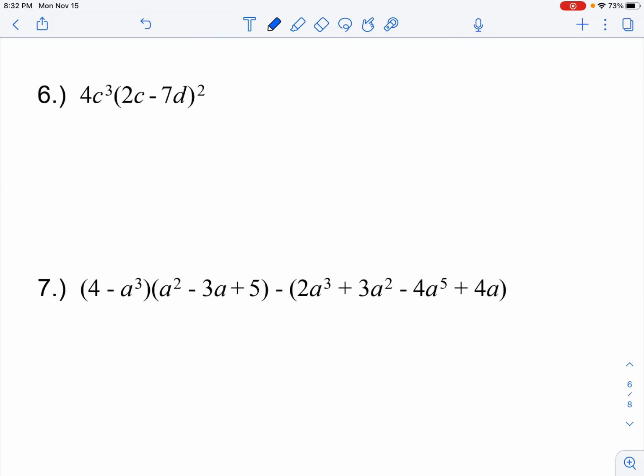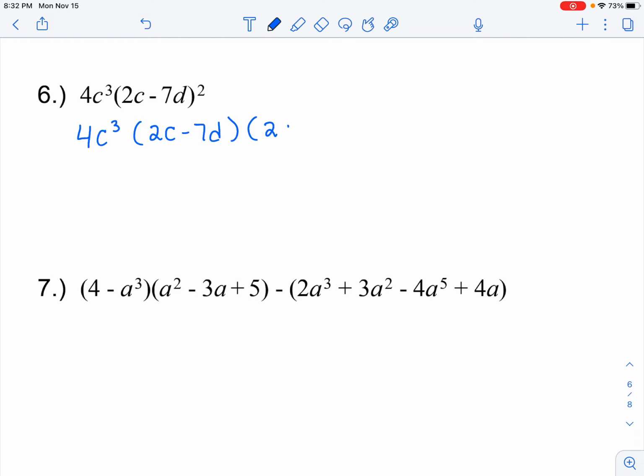Problem number 6. Always deal with exponents first. Now you're going to be tempted to say, hey, can I just distribute that exponent? The answer is no. This is not properties of exponents because it is not a monomial. As soon as you see addition or subtraction inside of a set of parentheses, you can no longer apply the properties of exponents. This is really 4c cubed times 2c minus 7d.